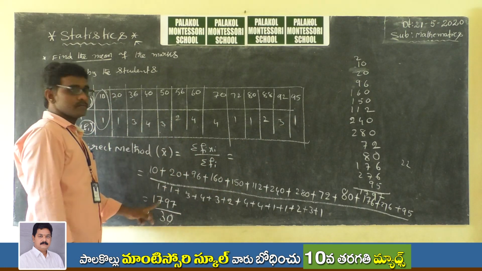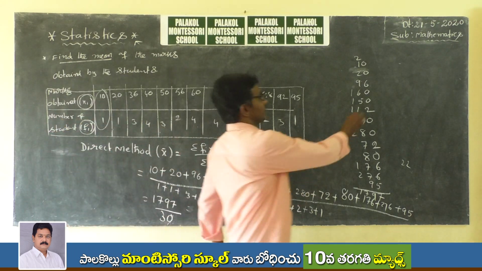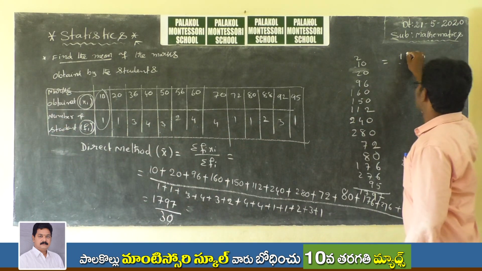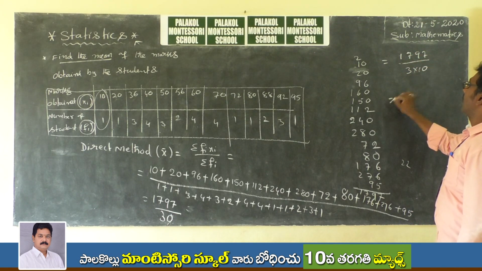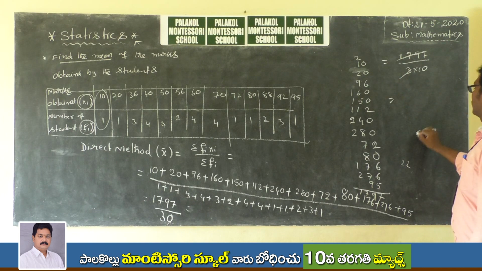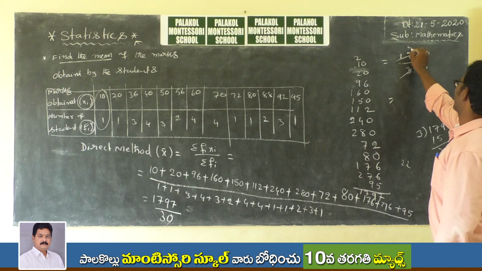Right? So, how many times is cancelled? This one I write once like here, 1797 by 3 into 10. How many times this is cancelled? 3797, 5 times 5, 3 is 15, 2, 9, 9 times 27, 2, 7, 7 times, 9 times again, 27 is cancelled. This is cancelled.